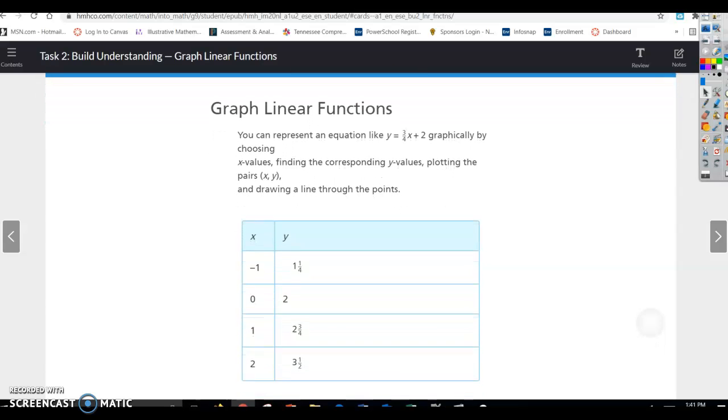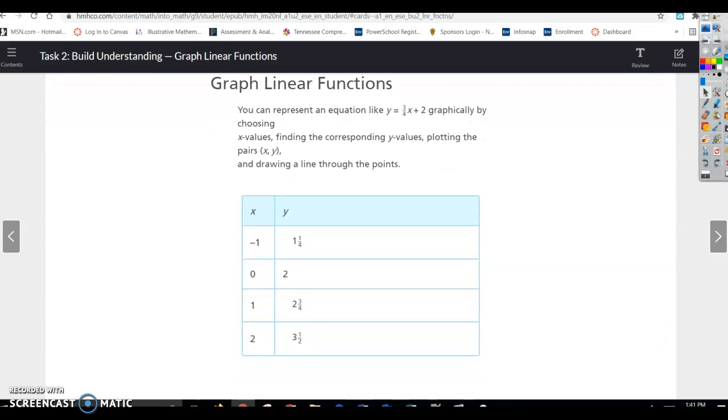Alright, so to graph a linear function, you can represent an equation like y equals 3/4 x plus 2 graphically by choosing x values, finding the corresponding y values, and then plotting the pair, your ordered pair, your x and y values, and drawing a line through the points.